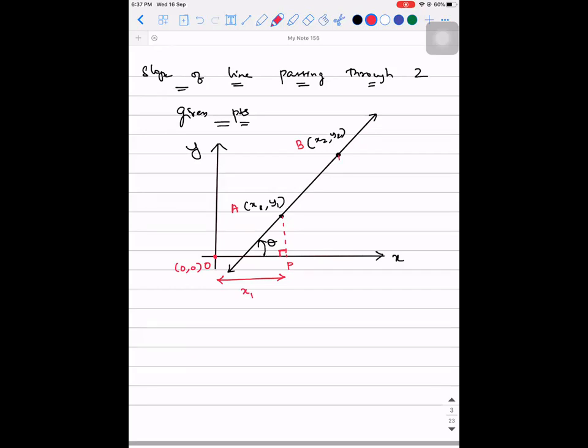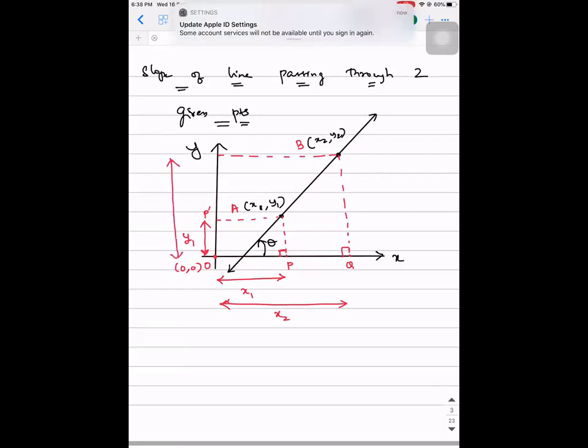Similarly, if I drop a perpendicular from B to the x-axis, let me call this point as Q, then what is this distance? x2. Very good. It is x2. Right. Similarly, what is AP? If I drop a perpendicular, this distance is y1. So let me call this as y1. Similarly, this will be y2. Very good. So when I drop a perpendicular like this, I've completed a triangle.